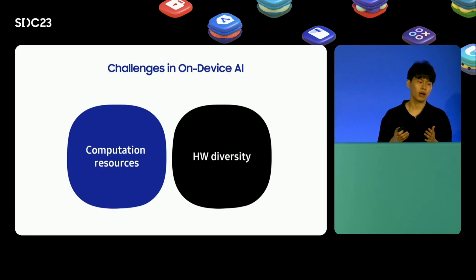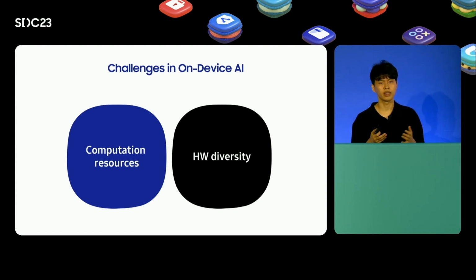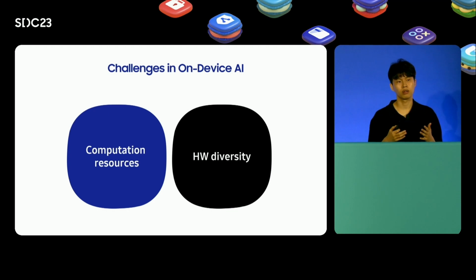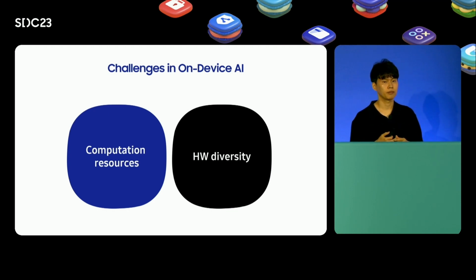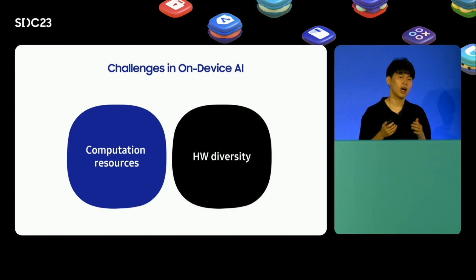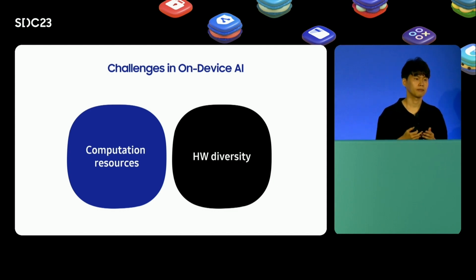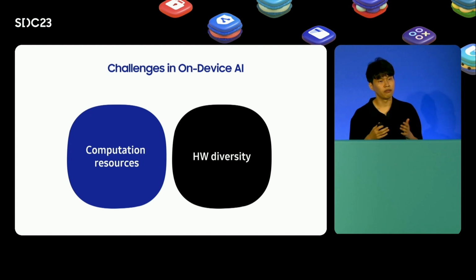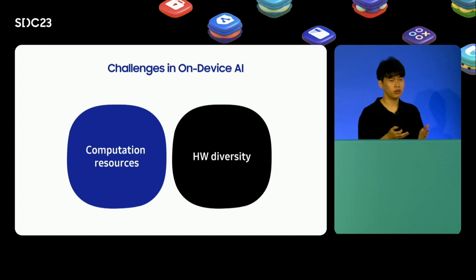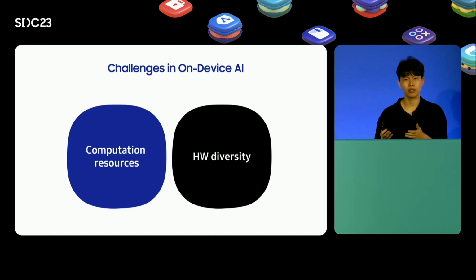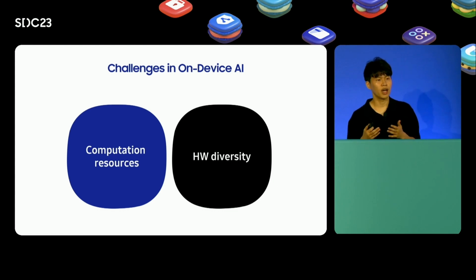However, there are a few challenges of on-device AI. The most significant challenge is limited computing resources, and it makes it hard to run the neural network model on device. The other challenge is hardware diversity. There are various types of devices with different hardware environments, so you need to cover such a diverse hardware environment to deploy on-device AI successfully.